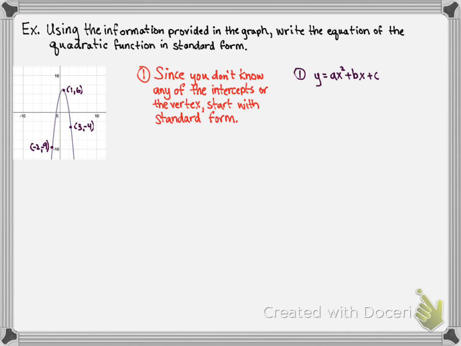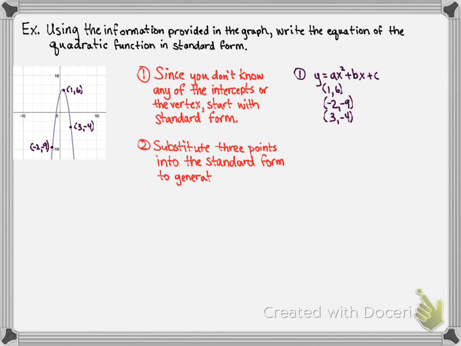Standard form of a parabola is y equals ax squared plus bx plus c. And we have these 3 points. It doesn't matter what order I write them in: (1, 6), (-2, -9), (3, -4). Then we're going to substitute the 3 points into the standard form equation to generate a system of 3 equations. So the first time, I'm just putting 6 in for y and 1 in for x.